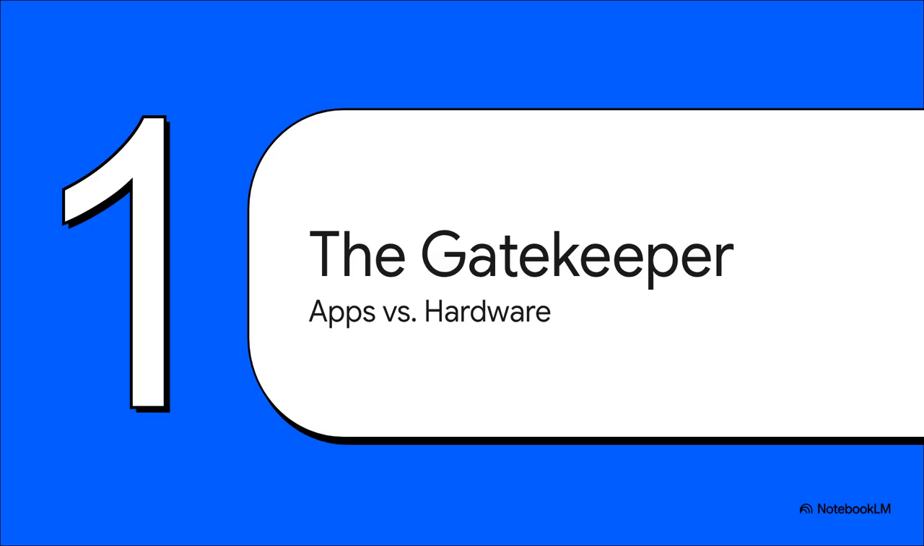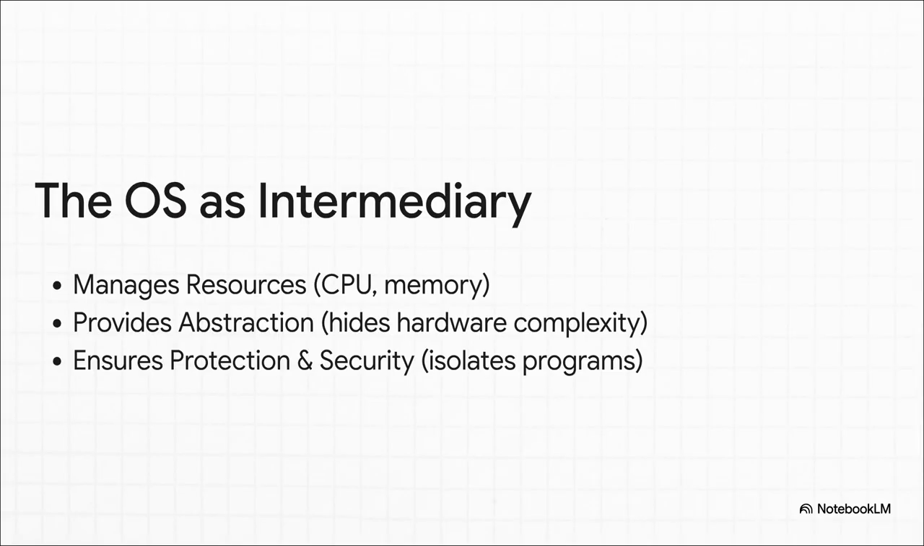Okay, so the first thing you need to get is that the OS is a super strict gatekeeper. It puts up this very intentional wall between your applications and the actual physical hardware: your processor, your memory, your hard drive. And there are some really, really good reasons for that. This gatekeeper job really boils down to three critical things.